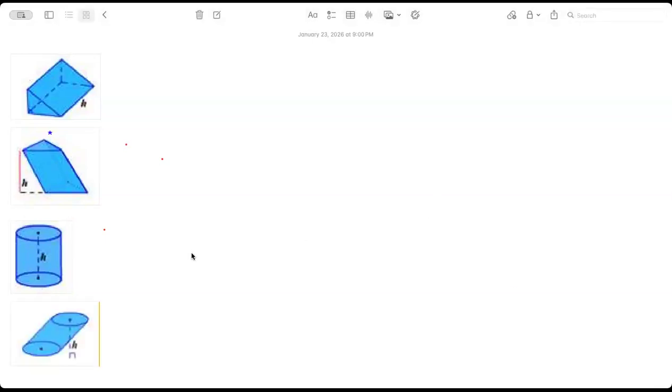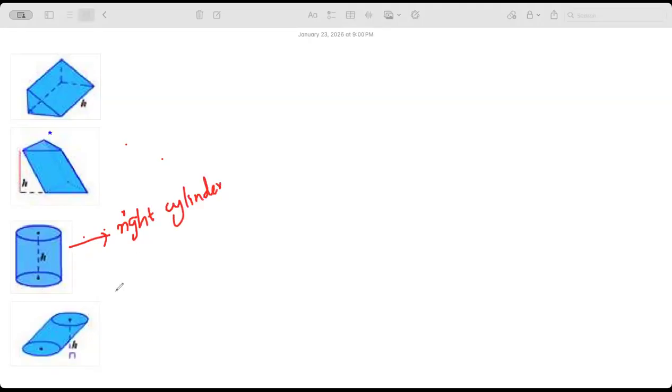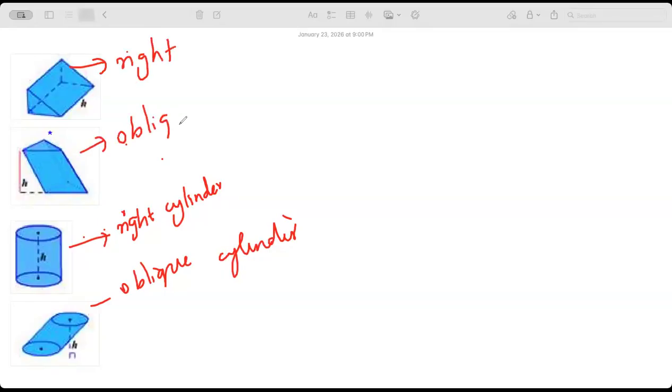See, this one is what type of a cylinder? A right cylinder. This one is an oblique cylinder. This one is a right prism. This one is an oblique prism. Any questions, guys?